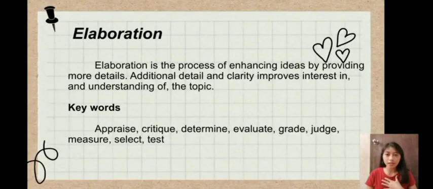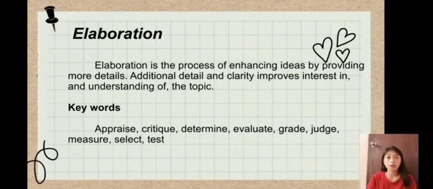I am Julie Endarunday. So for now, I will continue discussing the Torrance framework for creative thinking. So what is elaboration? Elaboration is the process of enhancing ideas by providing more details. Additional detail and clarity improves interest in and understanding of the topic.